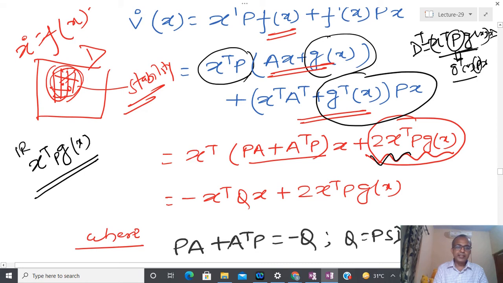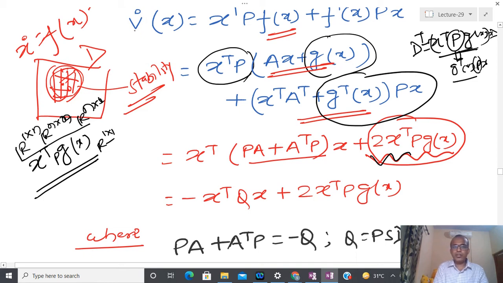Okay, please check it. x belongs to R n cross 1, so this becomes 1 cross n because the transpose is there. P is n cross n. What about g(x)? g(x) is again n cross 1. Basically we are getting g(x) from f(x) by something. Now could you please tell me whether this is a scalar or not? This is 1 cross 1, a scalar. Yes.